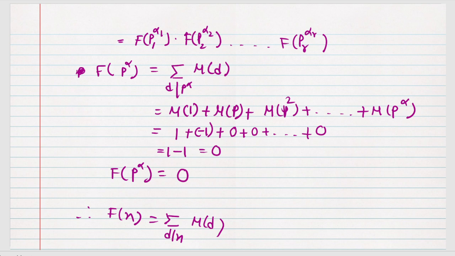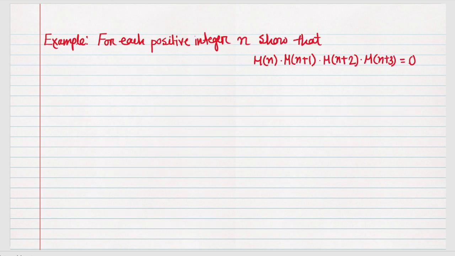the value of the sum of mu of d is always equal to 0, where d runs through the positive divisors of n. So if we move forward to our next example: for each positive integer n, we have to show that the product of mu of consecutive integers, that is mu of n plus 1, mu of n plus 2, mu of n plus 3, can be written out.